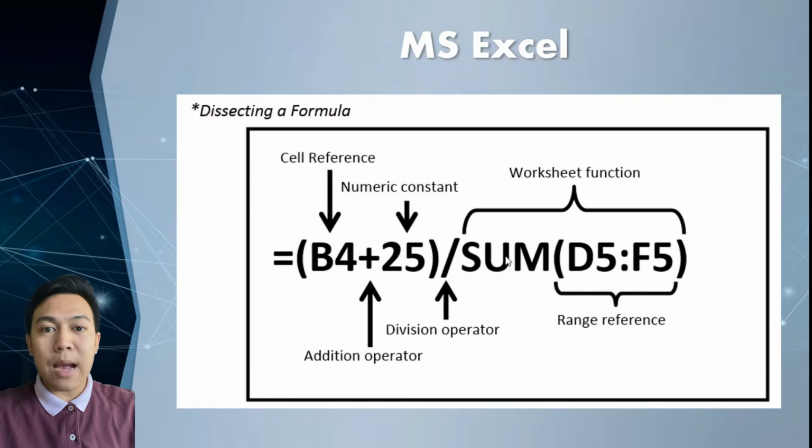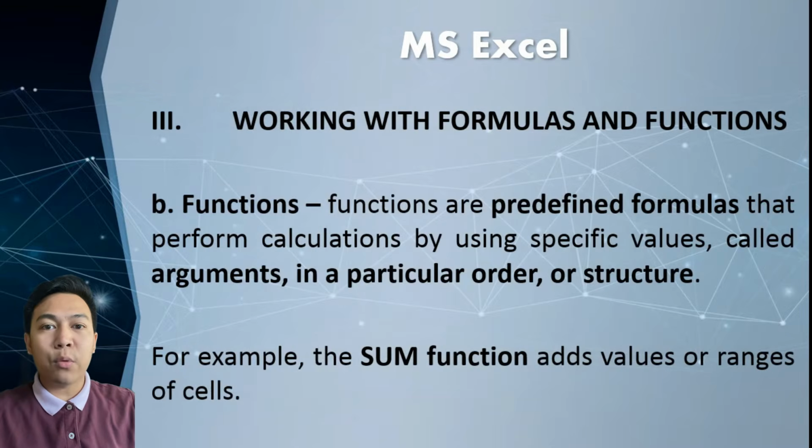SUM is an example of a function that is already embedded in your MS Excel. If you use this particular function, you can get the sum of values. So this is an example of a worksheet function. And D5 until F5 is what we call our range reference. Basically, the numbers starting from D5 until F5 will be added using the SUM function. So that's how we use our formula. Next, we also have what we call functions.